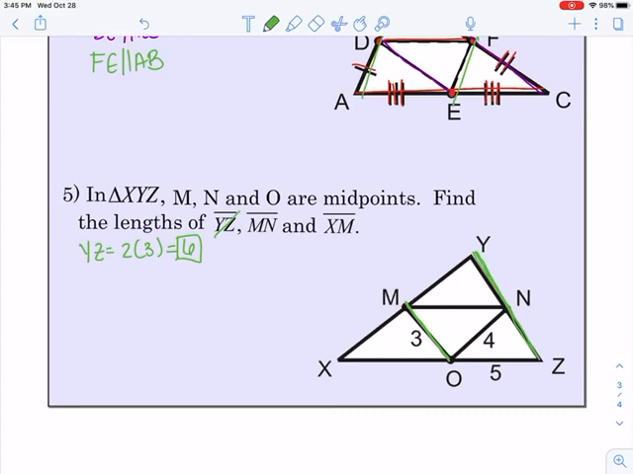MN. MN is this piece that I'm highlighting in orange. So MN is going to be half of the side that it's parallel to, which is that other longer side that I just highlighted in orange. And this is going to take one extra step here. Hey, if OZ is 5, that means this side is also 5, because O is the midpoint. Which means the entire side, XZ, is 5 plus 5 or 10. So MN is going to be half of that 10 or 5. So MN is going to equal 5.